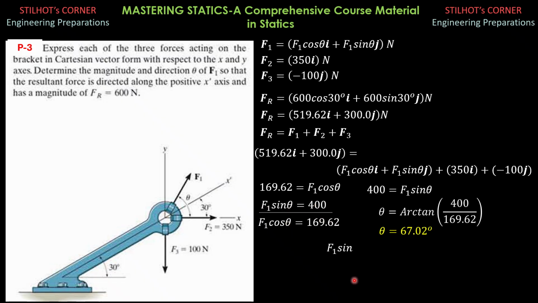Then we substitute it into this equation: F1 sine 67.02 degrees equals 400. Now we can solve for F1, and it is equal to 434.5. That's the magnitude of F1. And the direction theta is 67.02 degrees.